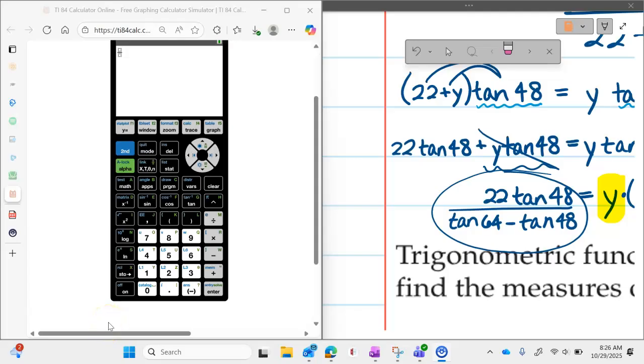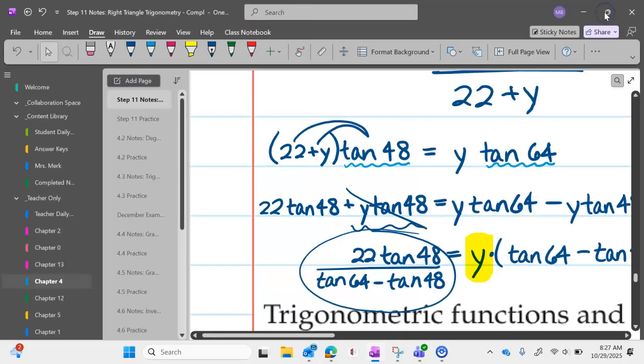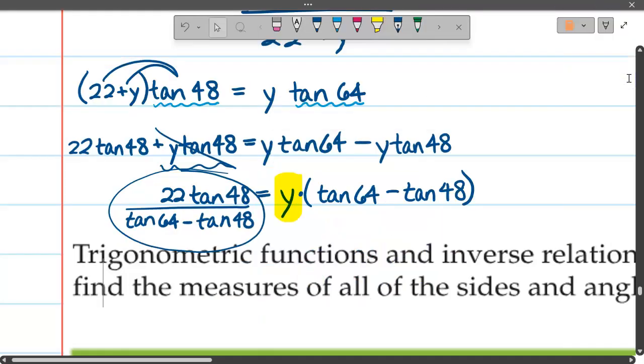So I have my calculator pulled up and I'm going to type. First I'm going to type 22 tangent of 48 on the top, and on the bottom I'm going to type tangent of 64 minus the tangent of 48, which gives me 23. Just peeking, I am actually in the wrong mode, so I'm going to change it to degree. Good thing we checked. I'm going to go back up here, type it again, and I get 26. So y equals 26. Going back to our problem here, y equals 26.